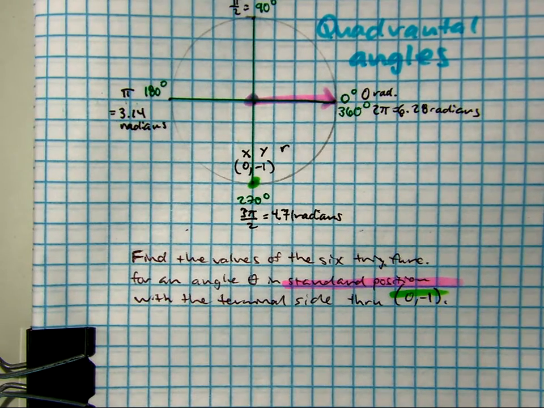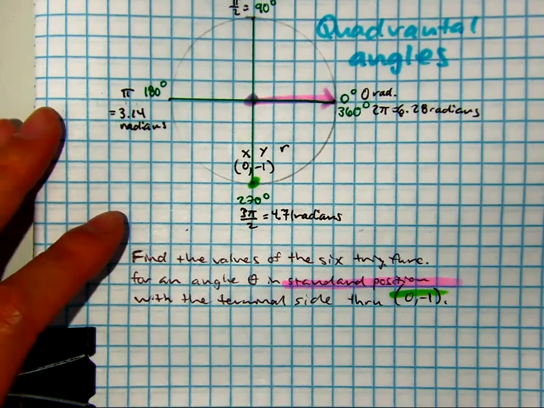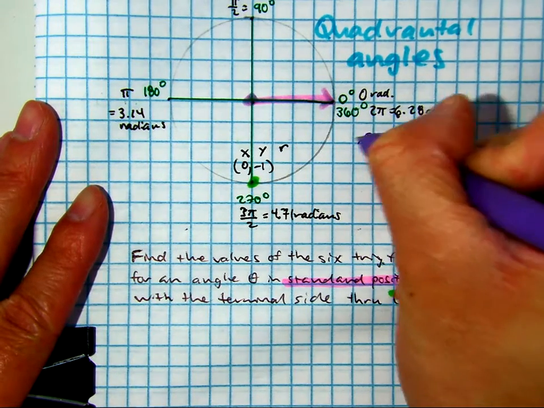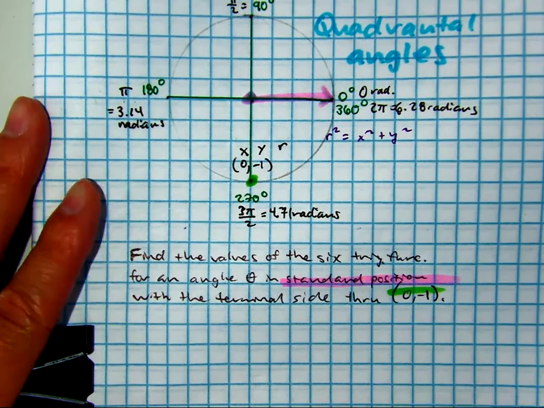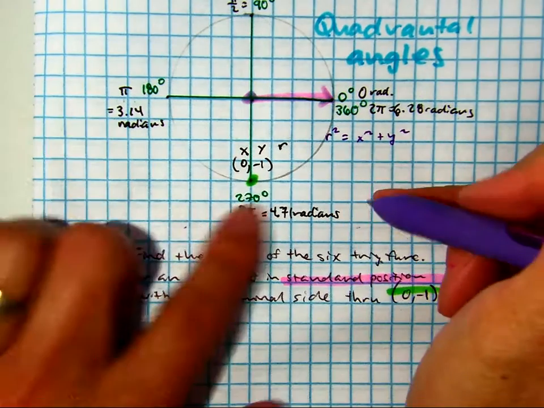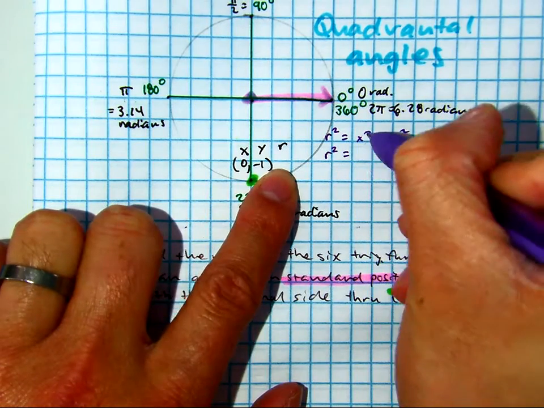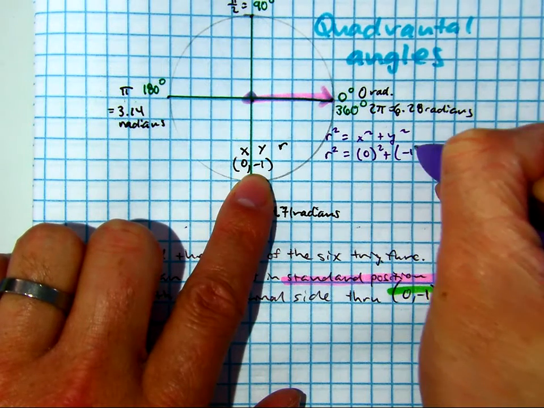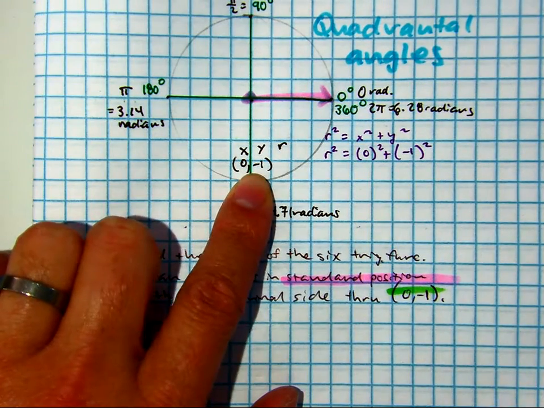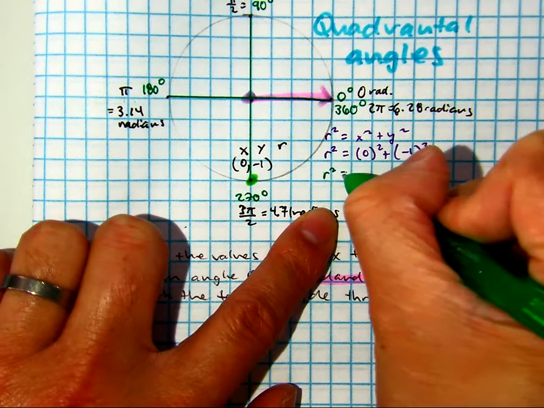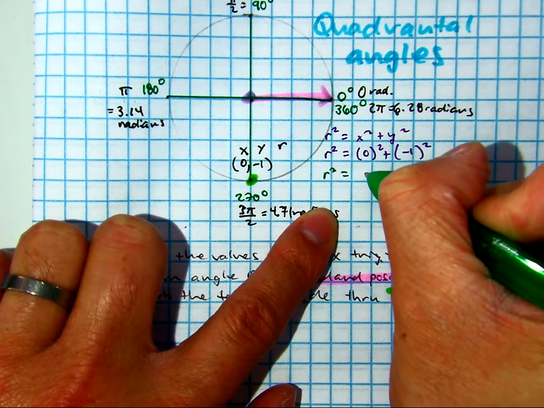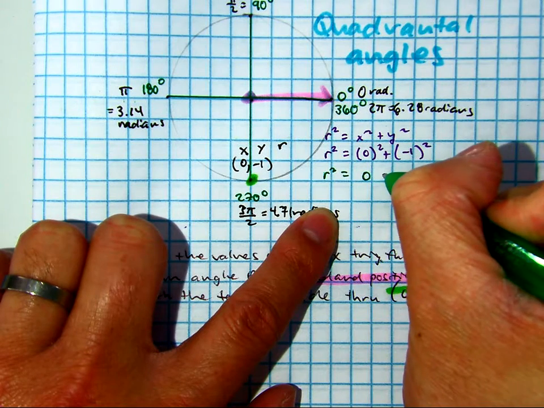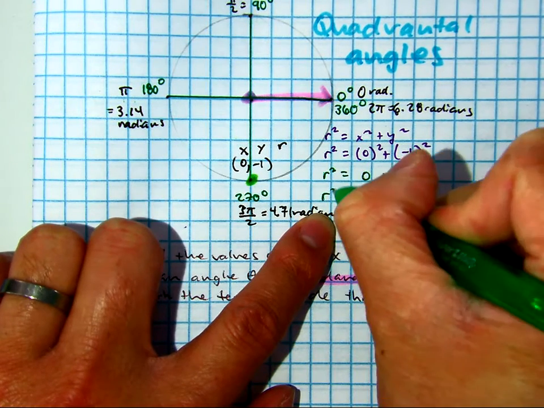Eduardo? What is the Pythagorean theorem? So I'm missing the r value. X is 0. Y value is -1. So I get r squared equals 0 times 0, plus -1 squared, 0 plus 1.